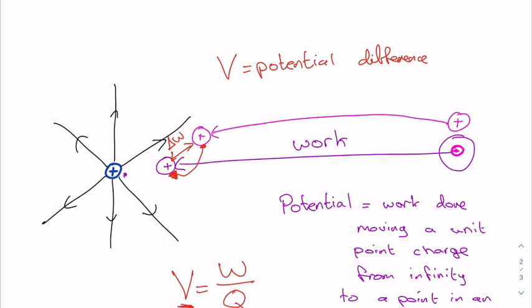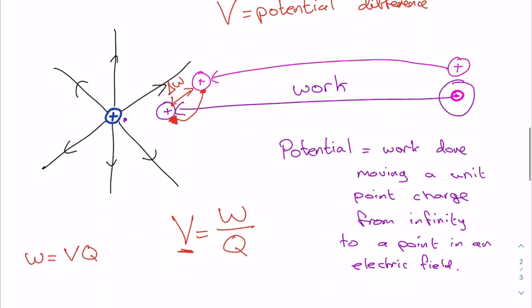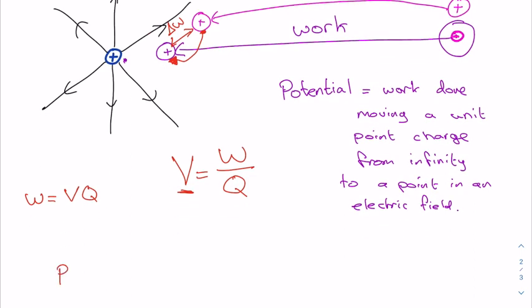What we can then say is that if V equals W over Q, voltage, potential difference, is work done per unit charge, then the amount of work that you do, or the energy changed, is V times Q. Now, if the energy changed is V times Q, then we know that power is energy change over time, so VQ over t. So you have another equation for power. Remember that Q over t is current, so we already know that P equals IV, so that works.